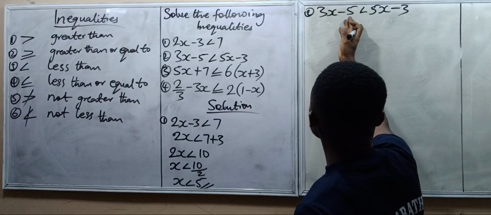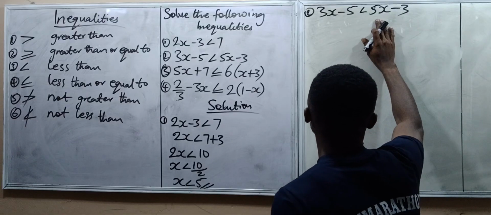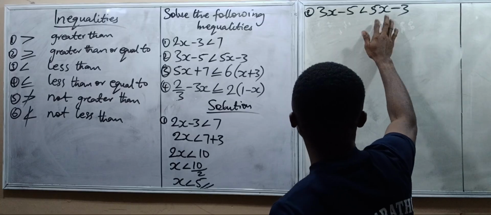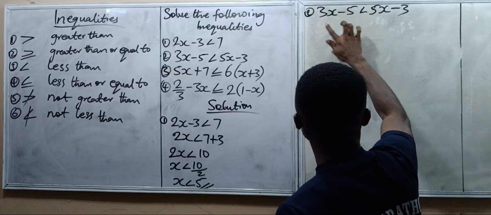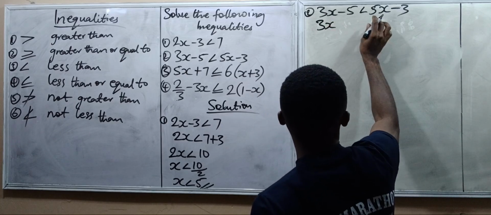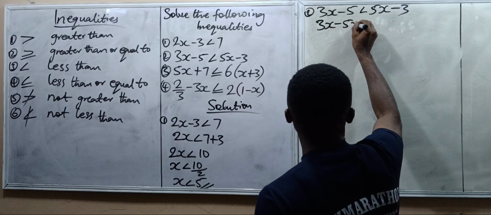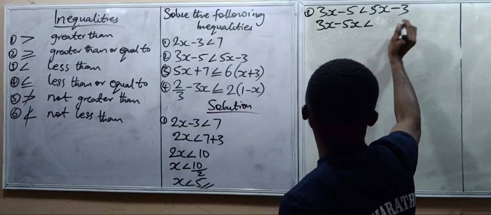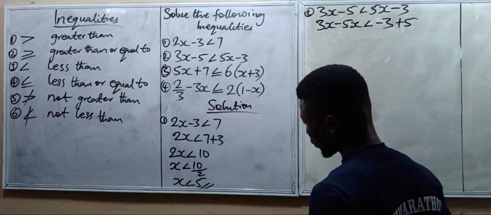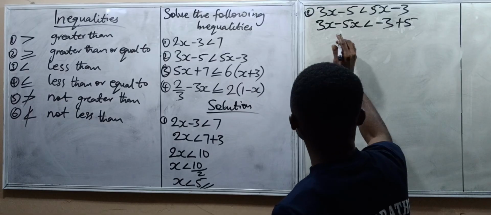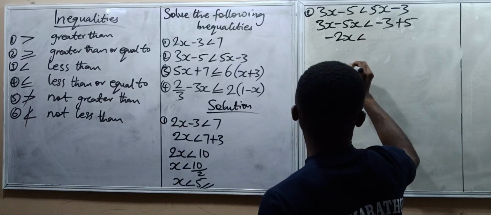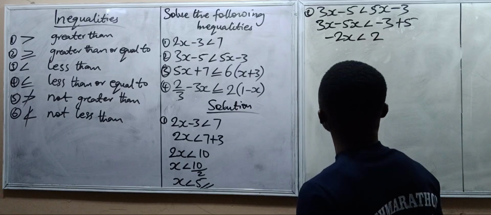Now you collect like terms. You move minus 5 to the other side, while you bring 5x to this side. When you are moving minus 5 to the other side, it changes to plus. And when you are moving plus 5x to this side, it changes to minus. So when we collect like terms, we have 3x minus 5x is less than minus 3 plus 5. And from here we have that 3x minus 5x is minus 2x, is less than 2.